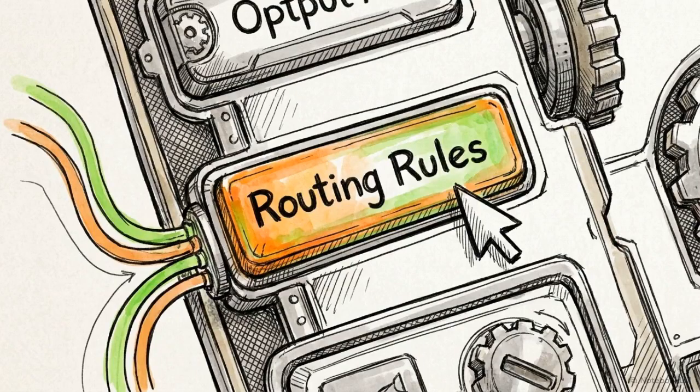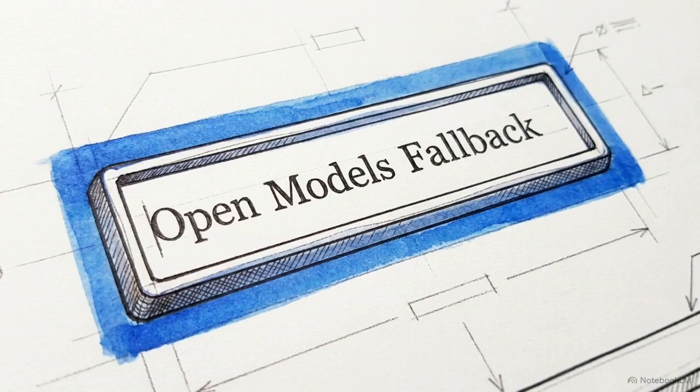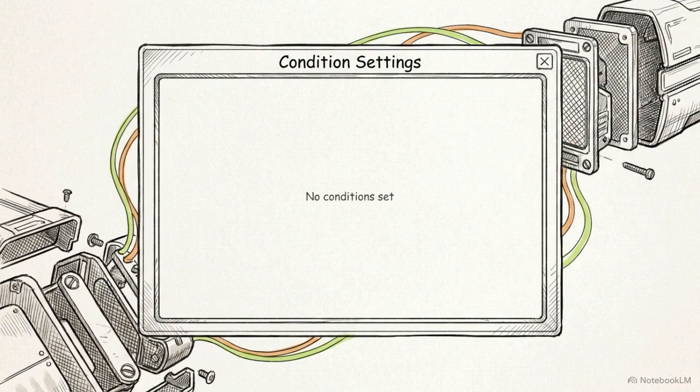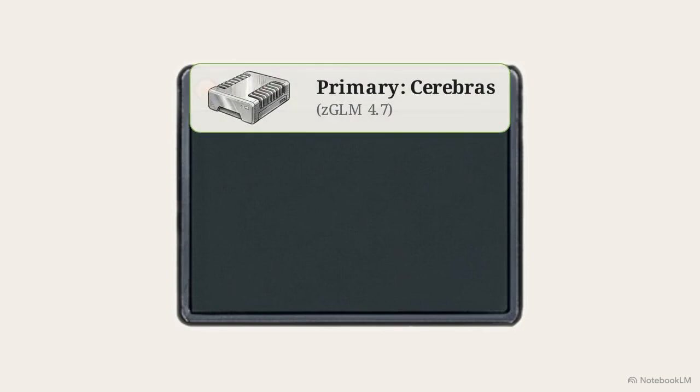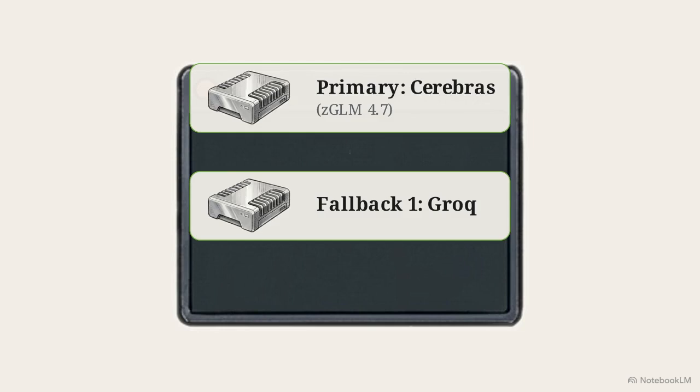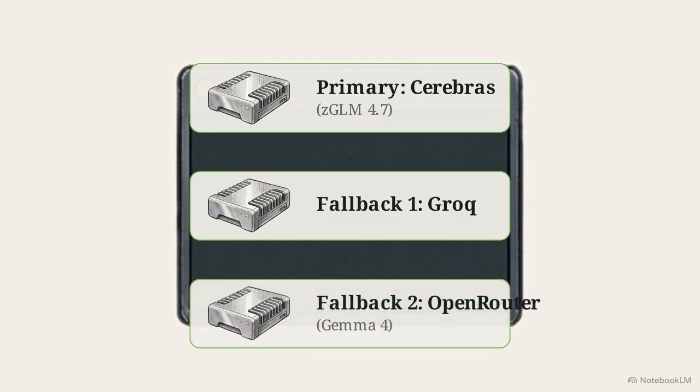Now we configure the logic that handles outages. In the Bifrost dashboard, navigate to the Routing Rules section. Create a new rule and name it Open Models Fallback. Skip the condition settings and leave the rule builder completely empty. By leaving this blank, you ensure that every API request moving through the gateway is caught by this single rule. Scroll down and set the primary target to Cerebras, using their ZGLM 4.7 model. Next, click Add Fallback and assign Grok as your secondary backup. Finally, add one more fallback target pointing to OpenRouter using Google's Gemma 4.